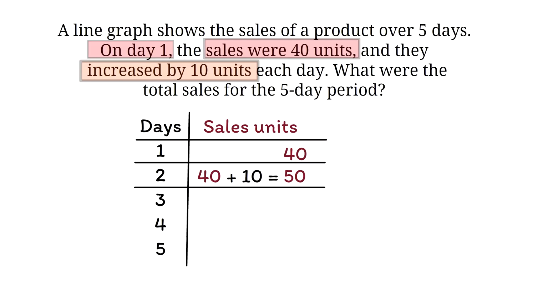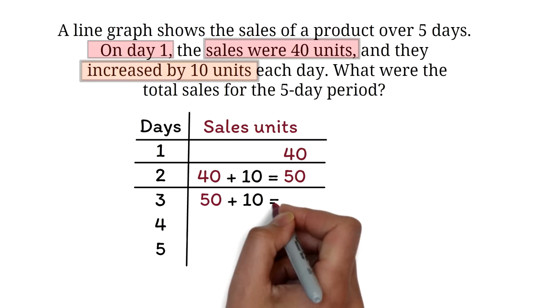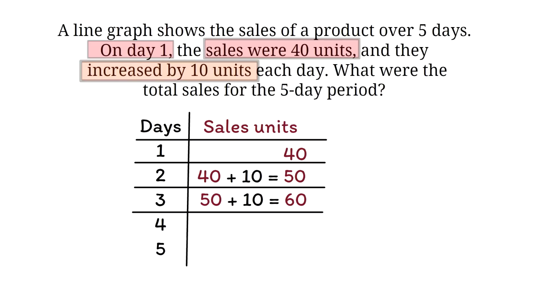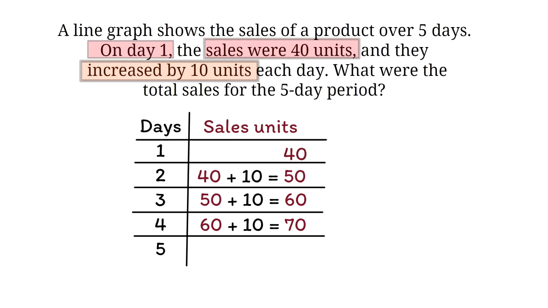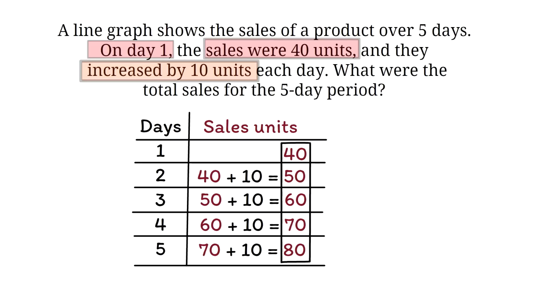So add 10 to the second day's sales, which is 50 plus 10 equals 60. Likewise, add 10 to the 60 units for day 4, which is 60 plus 10 equals 70. Lastly, also increase the sales unit for day 4 by 10. That's 70 plus 10 equals 80. Now since we have the sales units for each day, put all the sales units together to get the total, which is 40 plus 50 plus 60 plus 70 plus 80, and that equals 300 units. Hence, the total sales units for the 5 days period is 300 units.